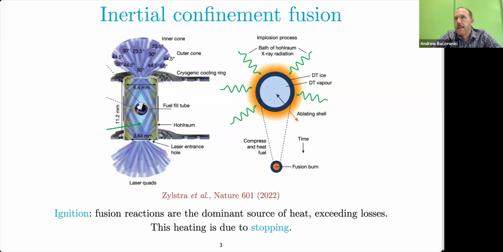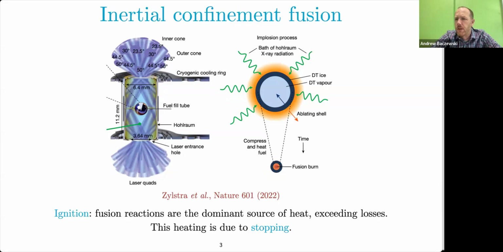One such ICF target is illustrated on my slide right here. This is from a 2022 Nature paper by Zylstra et al., outlining some of the great successes that have been seen at the National Ignition Facility at the Lawrence Livermore National Laboratory in Livermore, California. Here on the left, you see the target itself, which is a hohlraum with a fuel capsule on the inside. That hohlraum is going to be illuminated by 192 high-intensity laser beams that are all aimed at the walls of this high-Z metal target that is holding the fuel capsule.